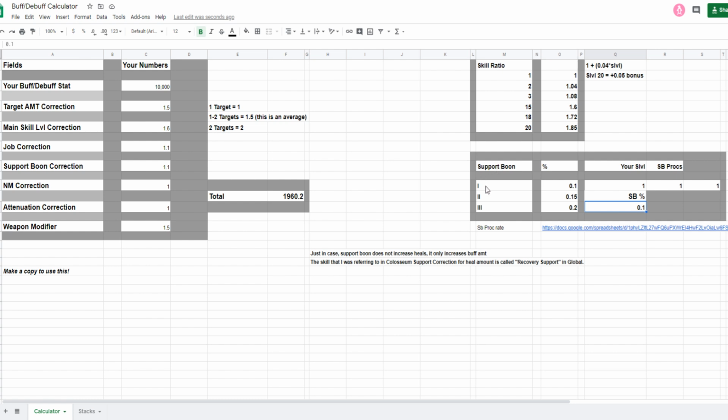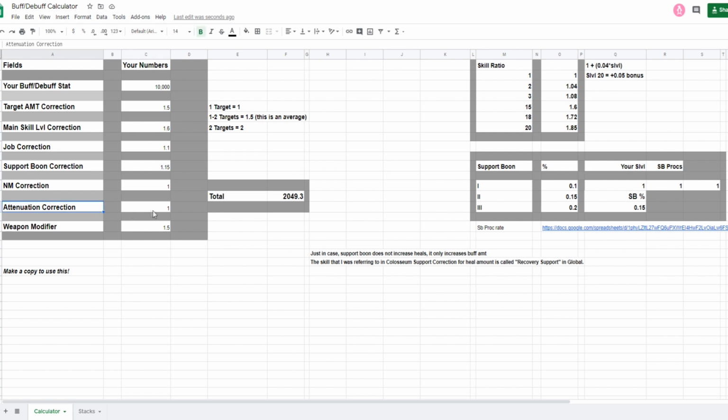And then this here is literally the multiplier of the support boon. So you see here, for example, let's say your support boon is level 2. In here, 0.15 instead of 0.10, and it'll calculate that by itself. The next one is obviously nightmare correction. If you happen to be using a nightmare that, say, buffs all water skills, well, there you go, it's going to buff water skills. Obviously, I will have the link to the actual thing there so that you guys can see what the actual percentages are. I don't know what they are either, to be honest.